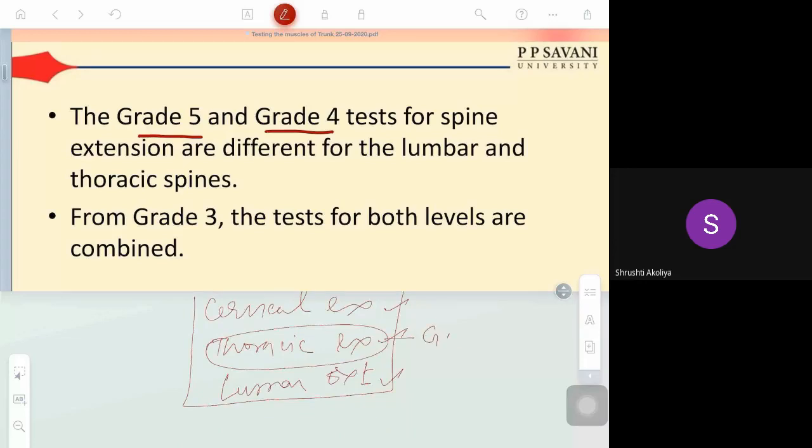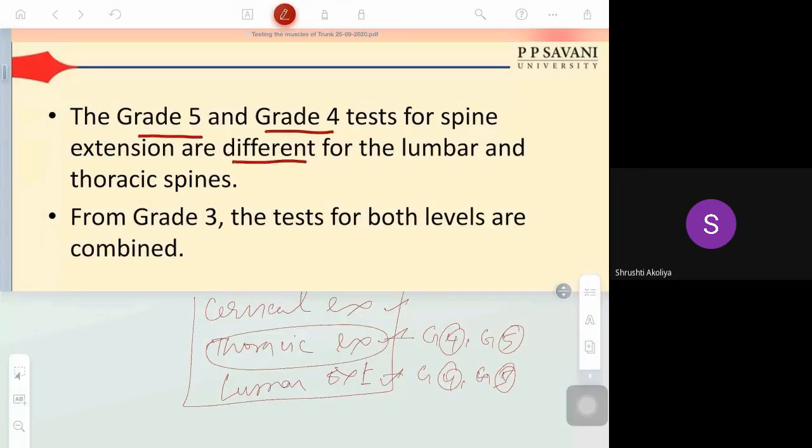So grade 4 and grade 5 of thoracic extension testing is different. Grade 4 and grade 5 of lumbar extension testing is different. Clear? For only grade 4 and grade 5. I'll explain to you, you just try to understand. Grade 4, grade 5 of thoracic extension and lumbar extension are different.